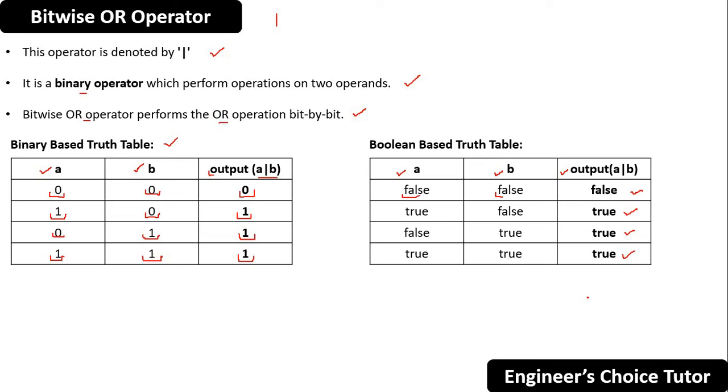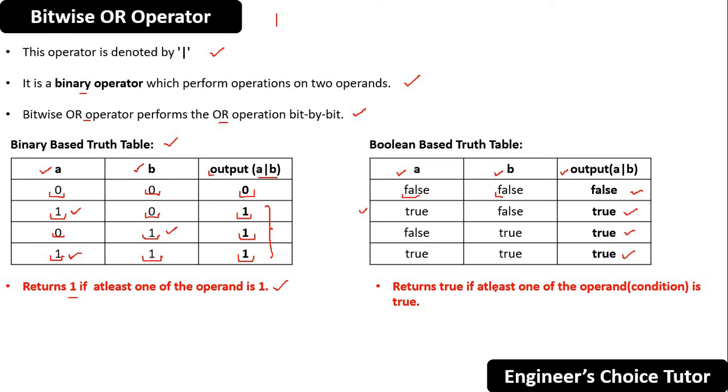So both are truth tables. The first one is binary based, and the conclusion is: it returns 1 if at least one of the operands is 1. Remember this point. See all these three cases: if at least one of the operands is 1, it will return you 1. And for the second, Boolean based truth table, the conclusion is: it returns true if at least one of the operands or conditions is true. Remember these two points, very important. Now, this bitwise OR operator is applicable for both Boolean and integral types. Let's see an example now.